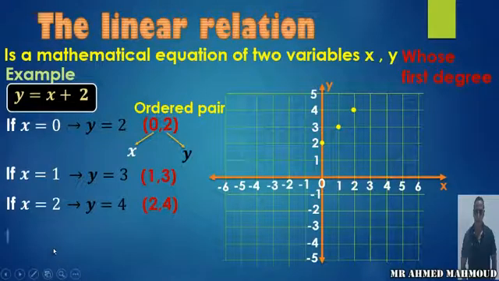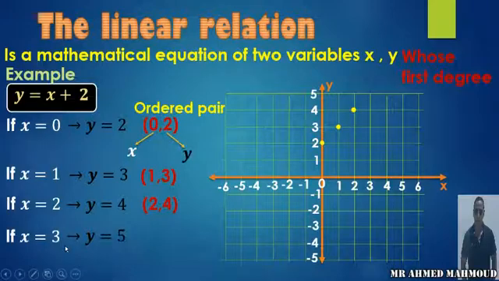Okay, another example. If x equals 3, then y equals 3 plus 2 equals 5, and I represent 3 and 5 in brackets like this, and I can represent this on the graph, 3 and 5, here in this position, as we see. Now we notice that all the points are collinear. Collinear means they lie on the same straight line.